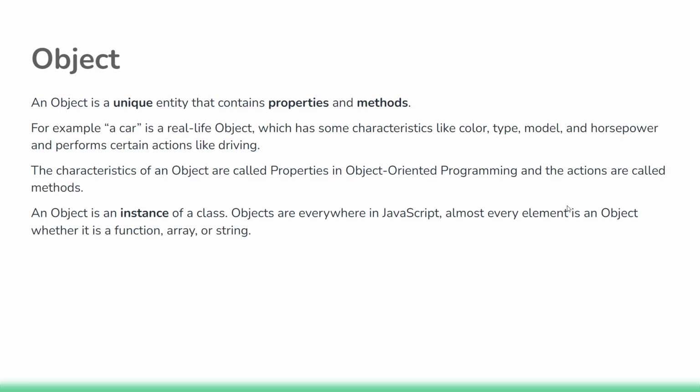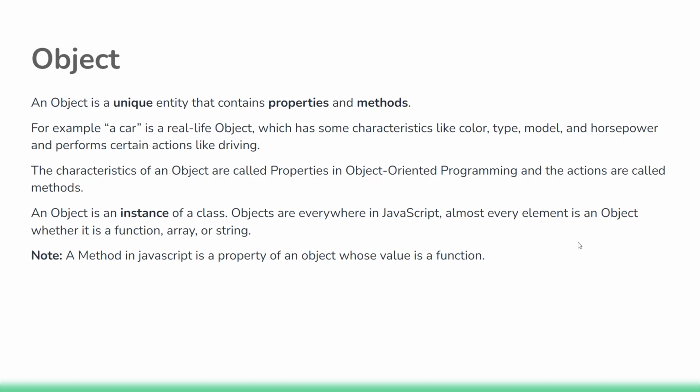An object is an instance of a class. Objects are everywhere in JavaScript. Almost every element is an object, whether it is a function, array, or string. So note, a method in JavaScript is a property of an object whose value is a function. So let's look at that inside the VS Code, how we can create an object and how we can call it, how we can do something like new.